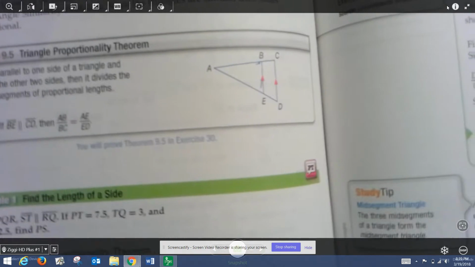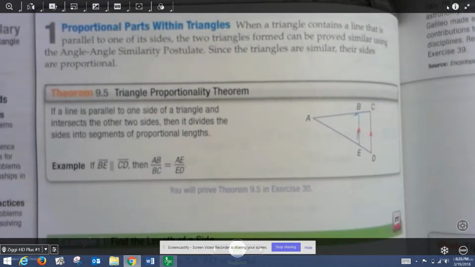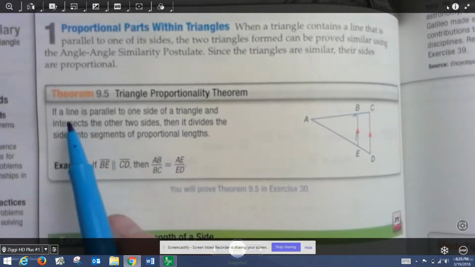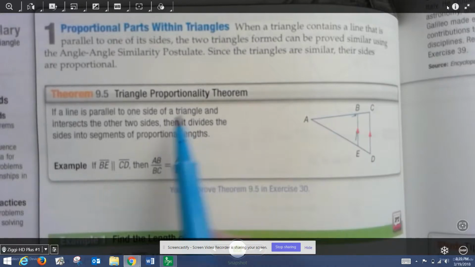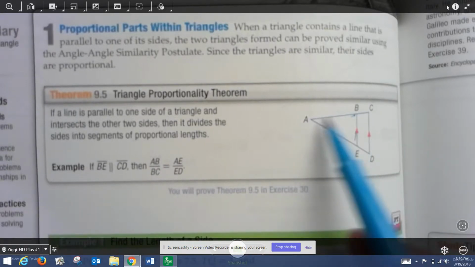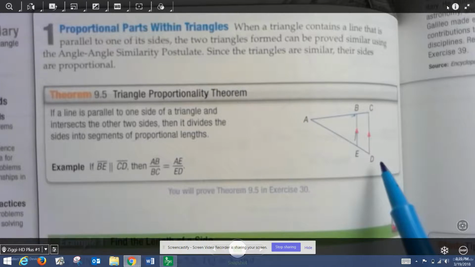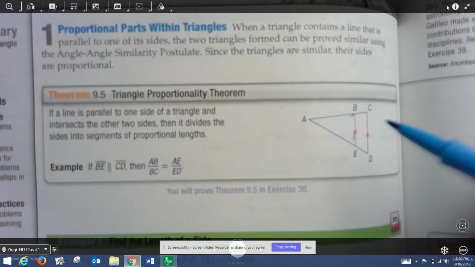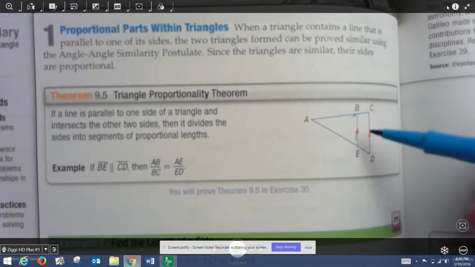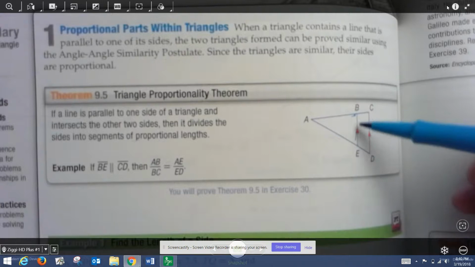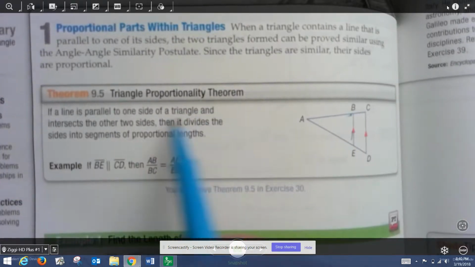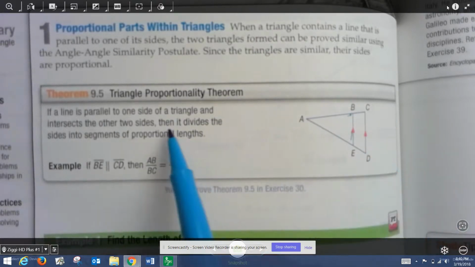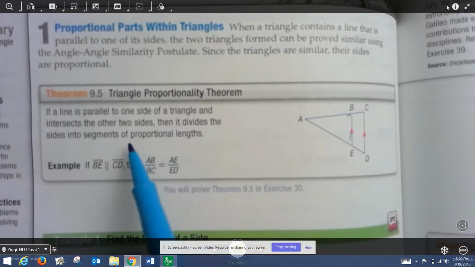This is your first theorem that you can put into your own cheat sheet for the exam: the triangle proportionality theorem. You can read it to yourself. If a line is parallel to one side of a triangle, so if we look here, we have this triangle A, C, D, and the side they're looking at is CD, and the line parallel to it is BE. So BE is parallel to CD, and it intersects the two other sides. BE is hitting both the other sides of the triangle. Then it divides the sides into segments of proportional lengths.